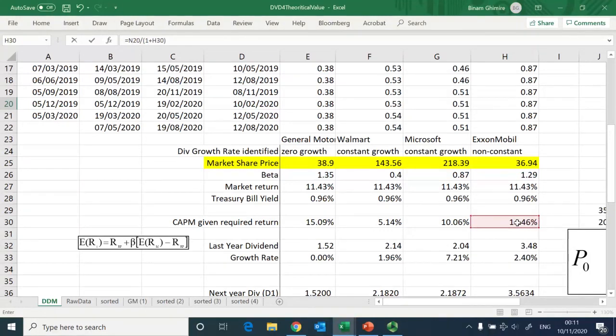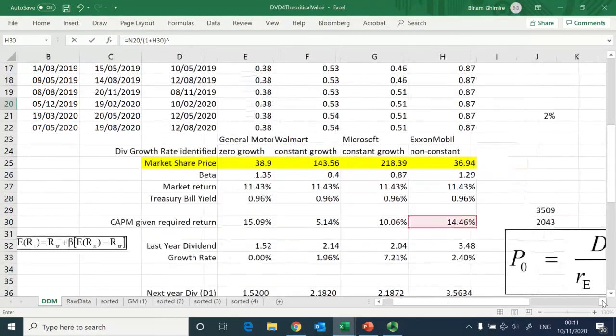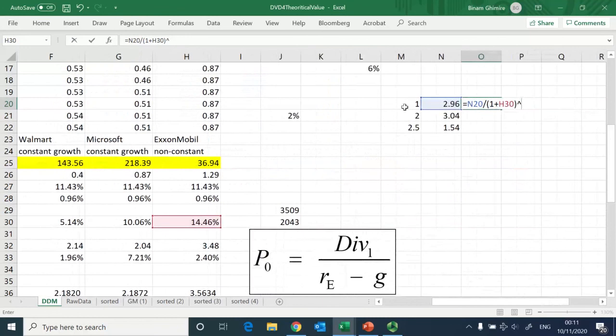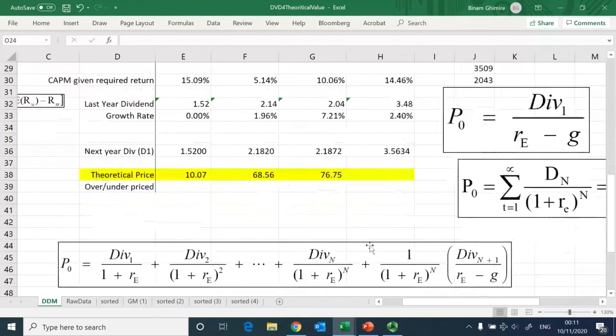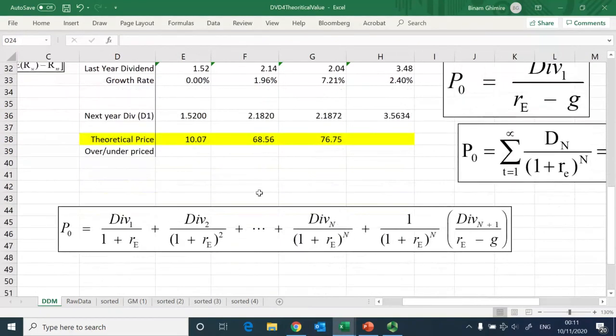So close bracket, and you now need to link it with the time, which is year 1 for the first. So that's what you do, but remember to lock the CAPM given rate of return, and after that you can just drag it to apply it for the other periods. Now add them all together, that is giving you 6.00514. So this then basically means you have computed for this part. So this part is giving you 6.00514.